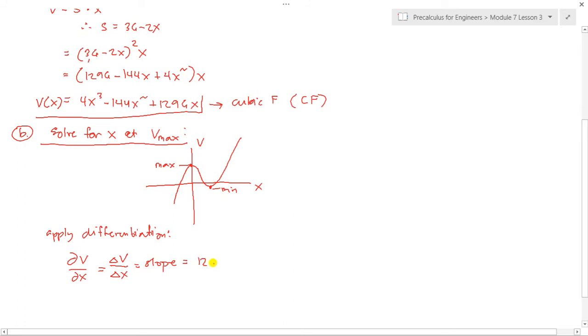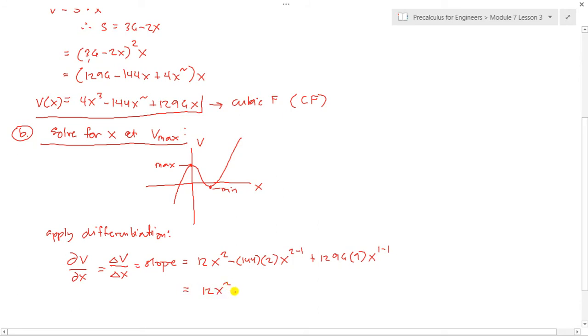So 12x. Then after multiplying, the rule is to subtract 1 from the exponent. So if our exponent here is 3, minus 1, that is 2. Now, the second term, 144 multiplied by the exponent 2, then x, with 2 minus 1. We subtract 1 from its exponent. Plus, the same here, 1296 multiplied by the exponent 1, since x is raised to 1, then x raised to 1 minus 1.